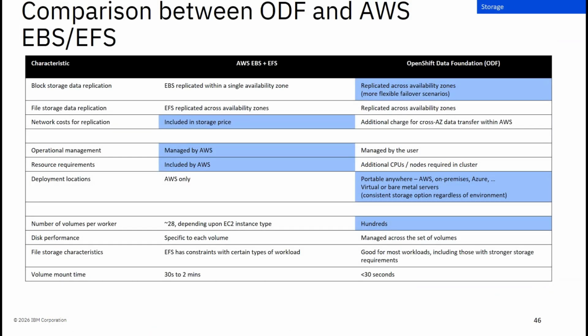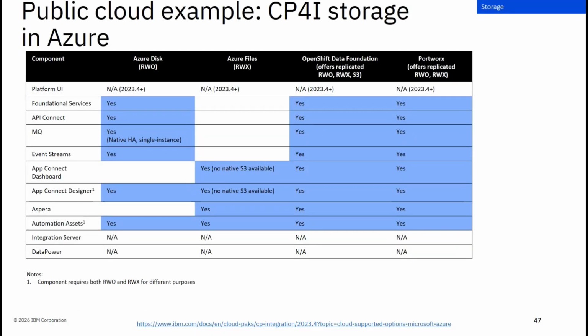ODF offers cross-AZ replication and flexibility, while AWS EBS/EFS are managed by AWS with specific performance and deployment characteristics. Customers weigh operational and resource requirements. Azure Disk provides RWO, Azure Files supports RWX, and software-defined storage like ODF and Portworx offer replication and flexibility for CP4I deployments.